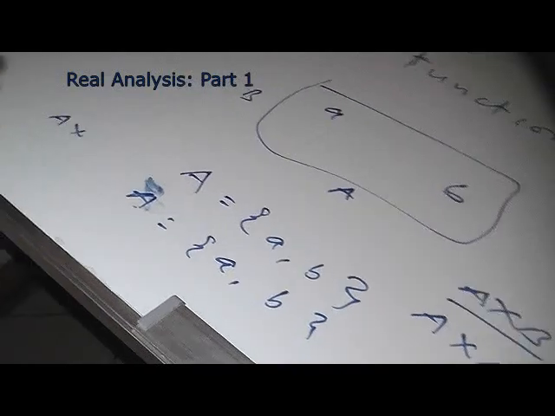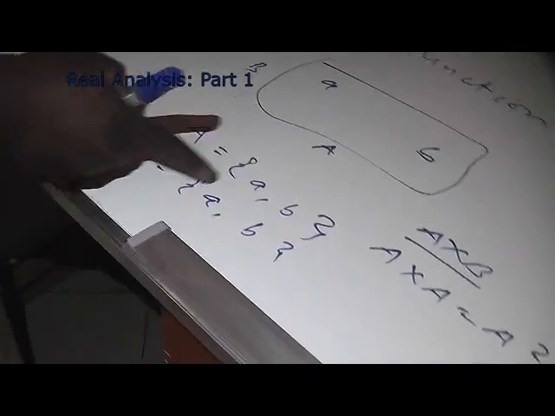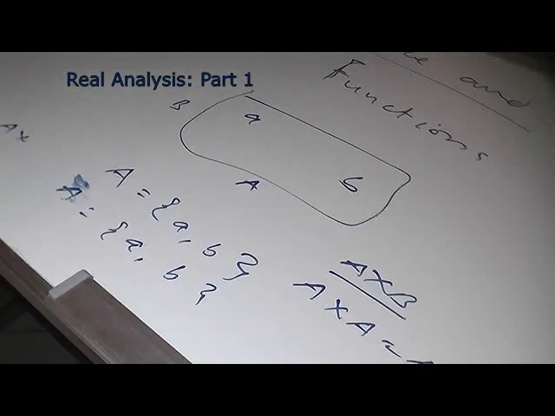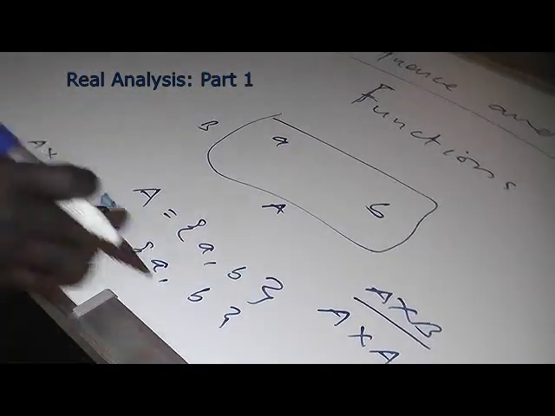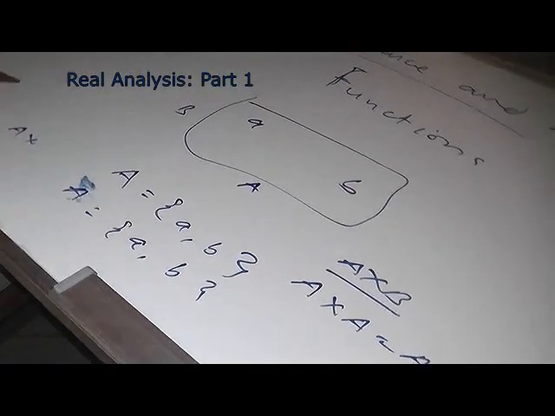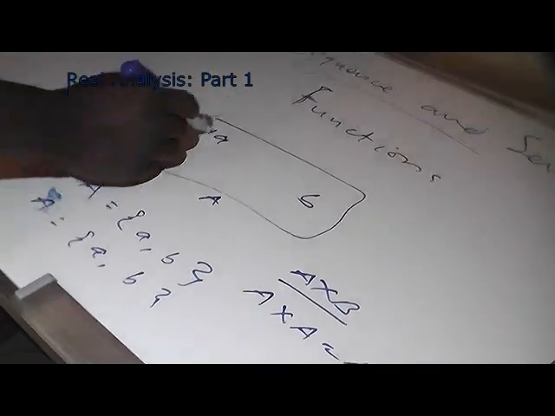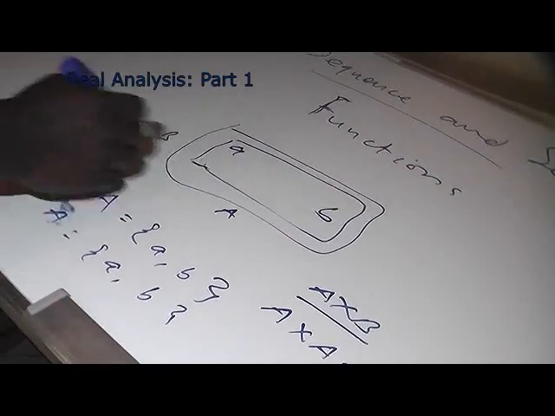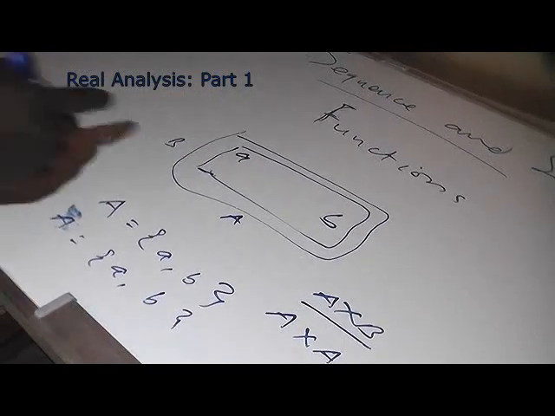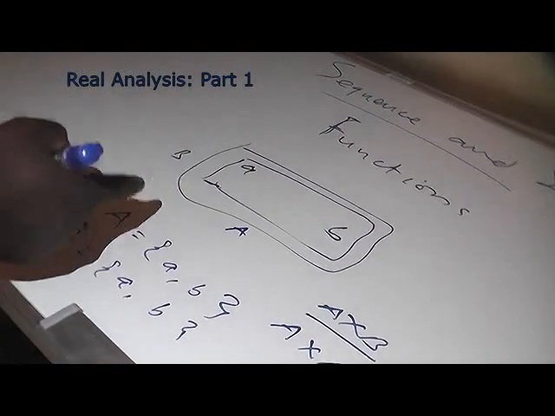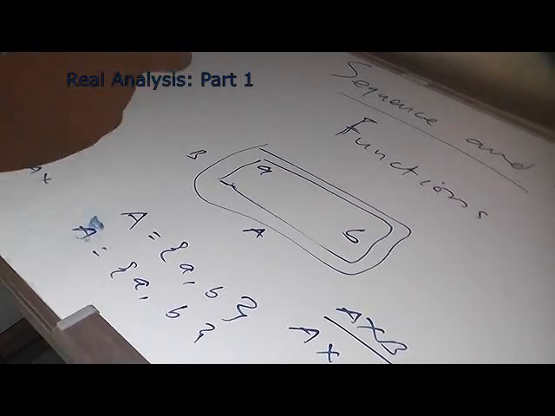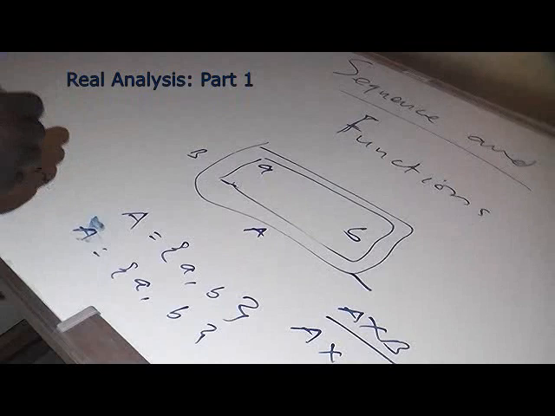So A cross B will now connect A and B. But a set itself, without the cross product, is not connecting A and B. This is not standing for the box. Now for a relation, we need a smaller box that is a subset of the bigger box. For us to say that two items are mathematically related, they have to be connected. This is the connection and this is the relation.